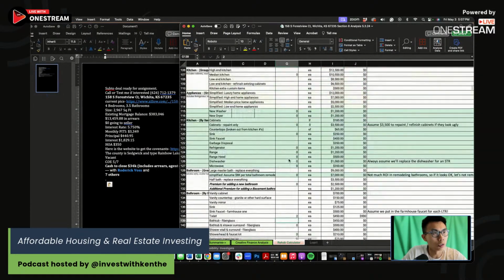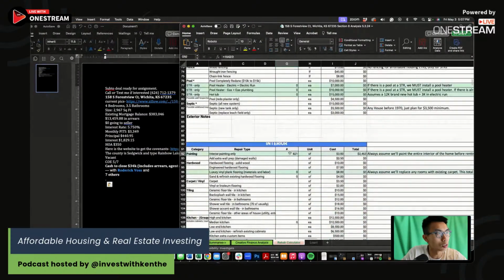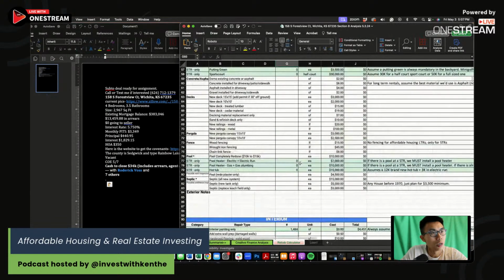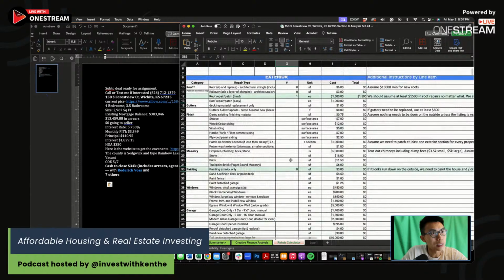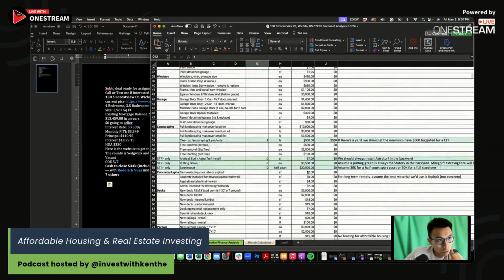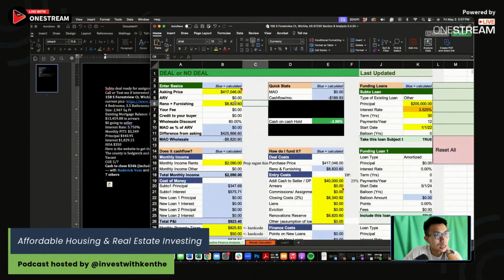I'll replace 2 of the toilets just in case there's any issues there. I'm going to assume that half the place needs to be painted, $29.67 divided by 2. And then we got landscaping and $1,500 for the roof. And now all of a sudden, we look pretty good. That leaves me with an $8,000 rehab for a $3,000 square foot home.